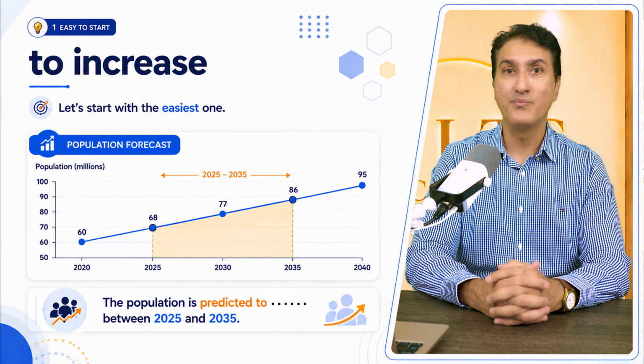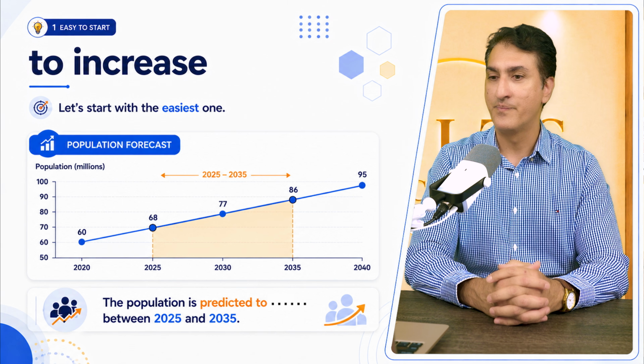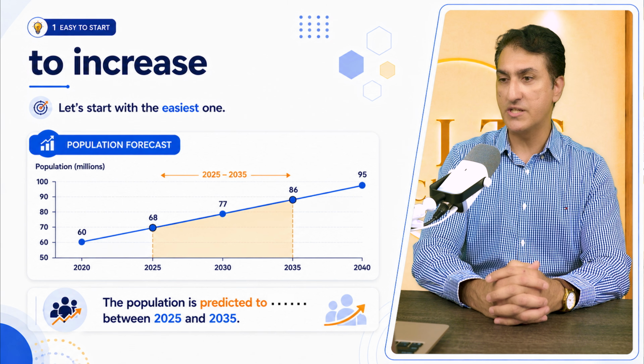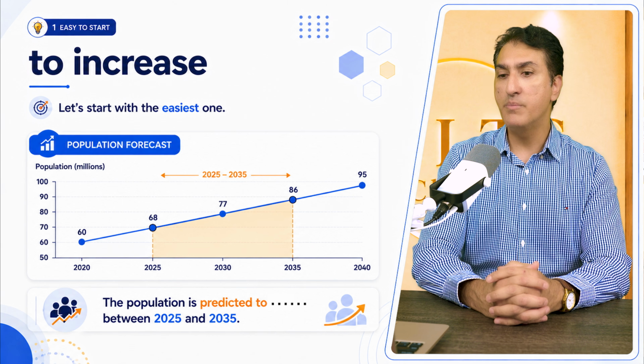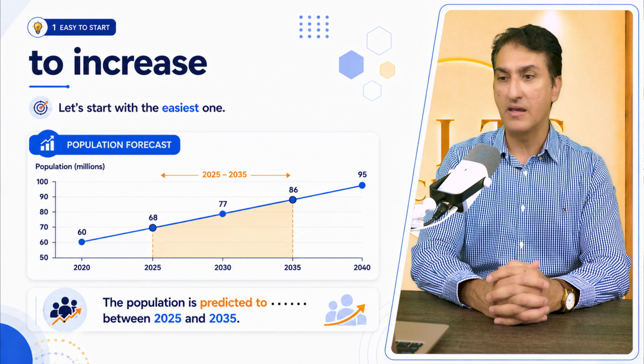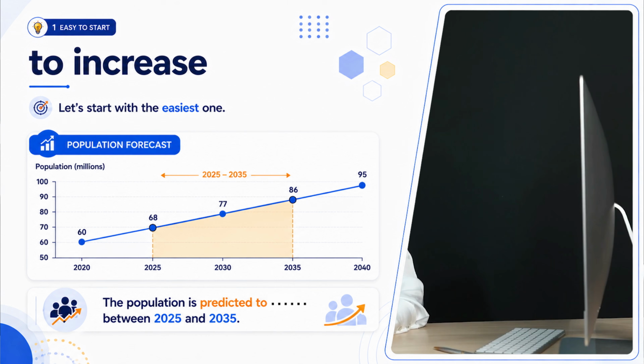Let's start with the easiest one. To increase. Take a look at this graph. It shows a population forecast. Anna, before we describe the graph, tell me, what's happening to the population? It's increasing.